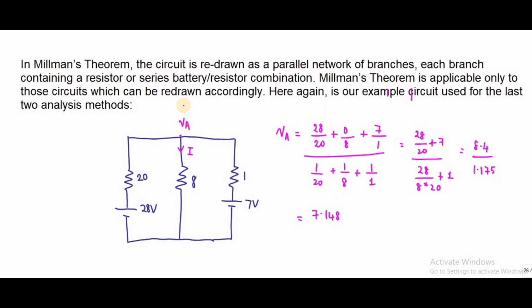If I want to find the value of I, it is VA divided by 8. So VA is 7.148 divided by 8, which is 0.8935 amps.